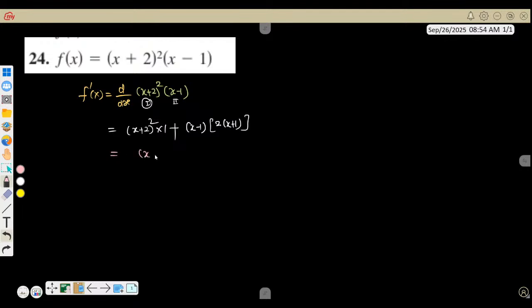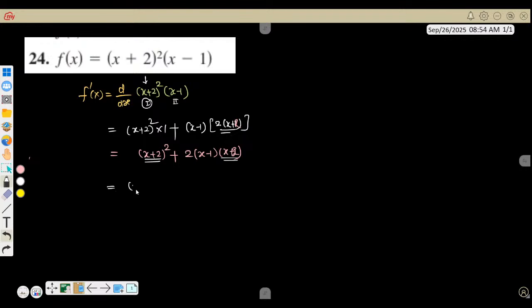And now you have (x plus 2) whole square plus 2 times x... huh? x plus 1 or x minus 1? Oh, no, wait. This is x plus 2, not 1, because this is the derivative of this first function. Got it? Okay.